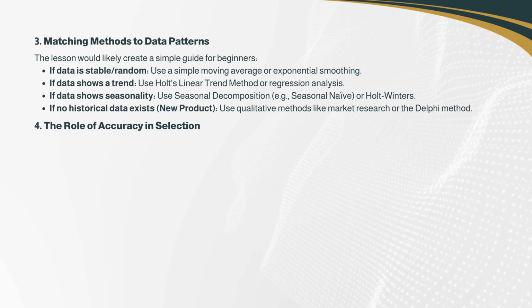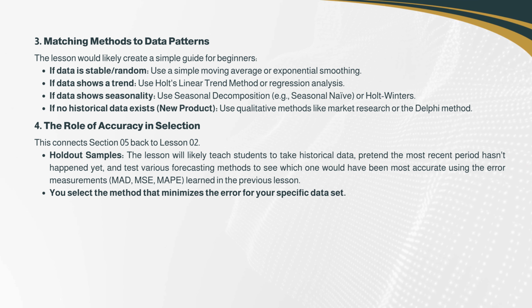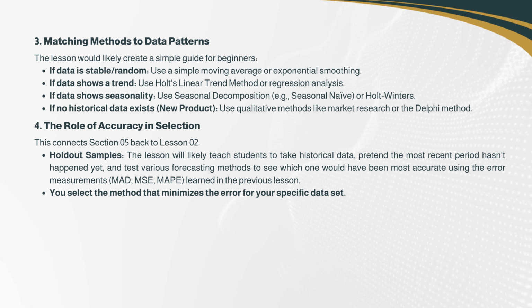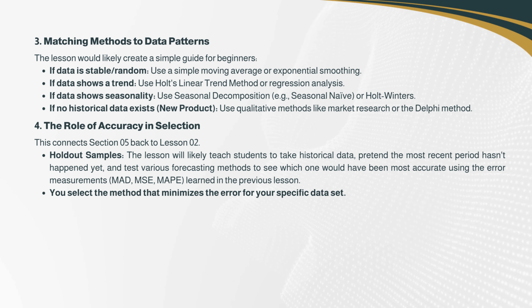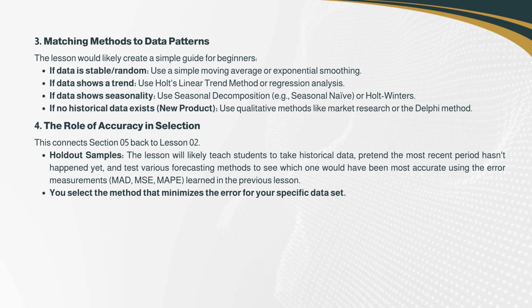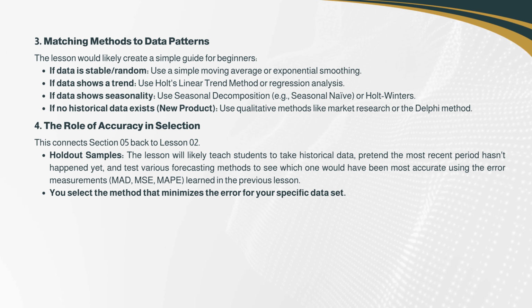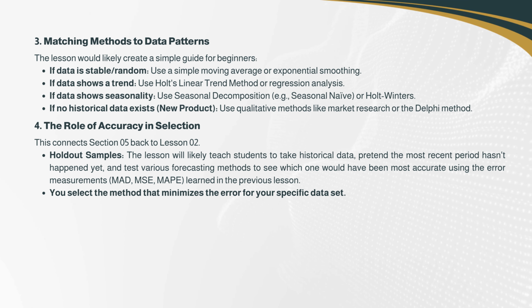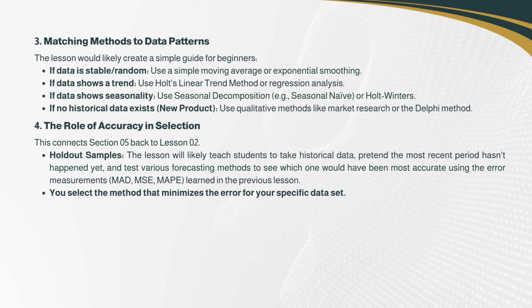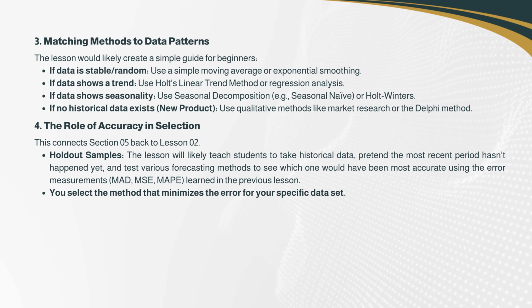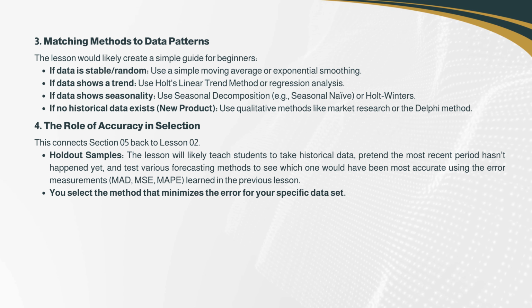4. The role of accuracy in selection. This connects Section 05 back to Lesson 02. Holdout samples. The lesson will likely teach students to take historical data, pretend the most recent period hasn't happened yet, and test various forecasting methods to see which one would have been most accurate using the error measurements, MAD, MSE, MAPE, learned in the previous lesson. You select the method that minimizes the error for your specific dataset.